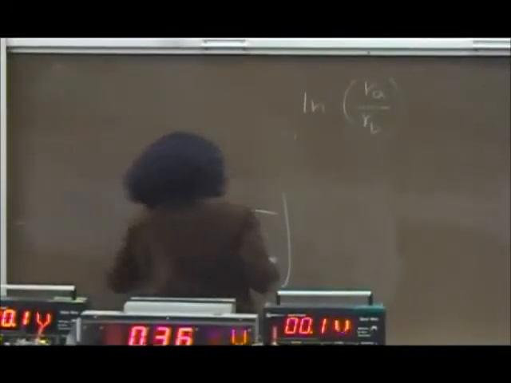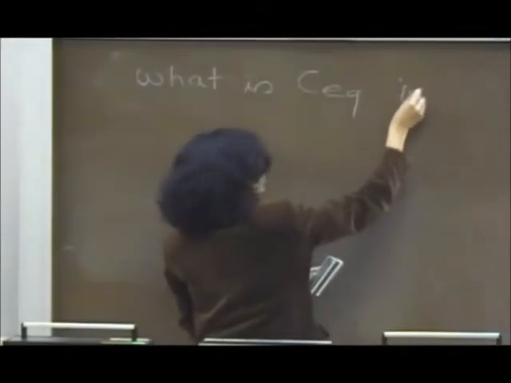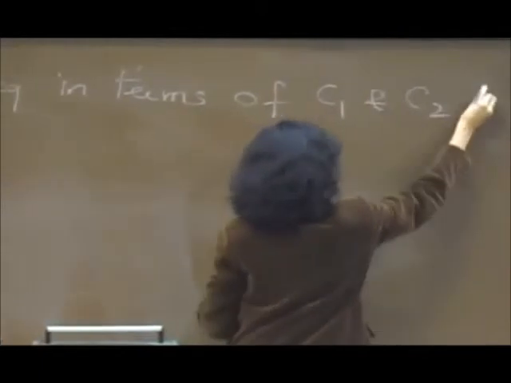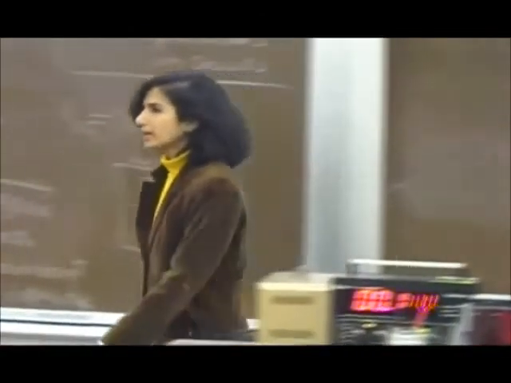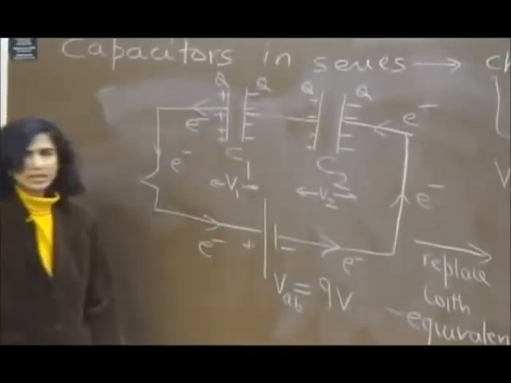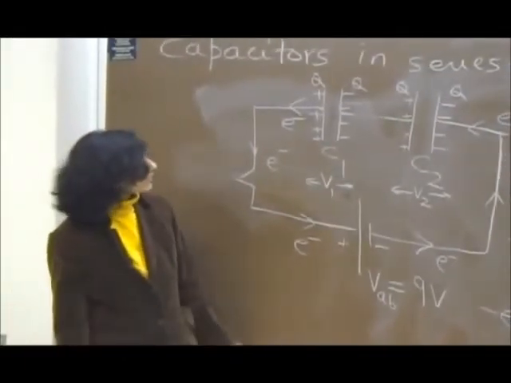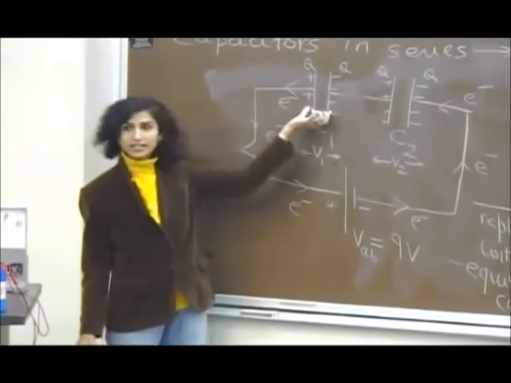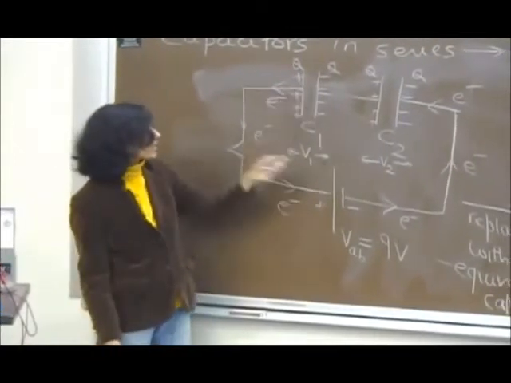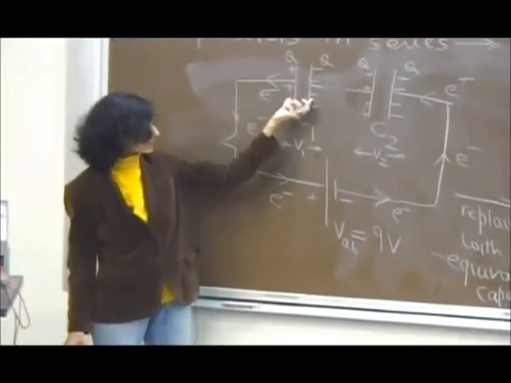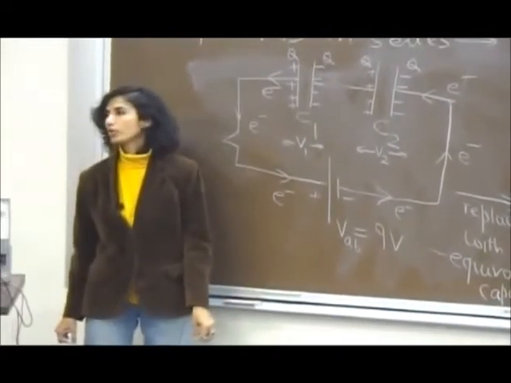All right, so how will I do that? It's not very complicated, so let's figure it out. The question is, what is C equivalent in terms of C1 and C2? This is the question we are trying to answer. First of all, can you tell me what should be the relationship between the potential difference V1 across this capacitor, the capacitance C1 of this capacitor, and the charge Q? Who wants to tell me?